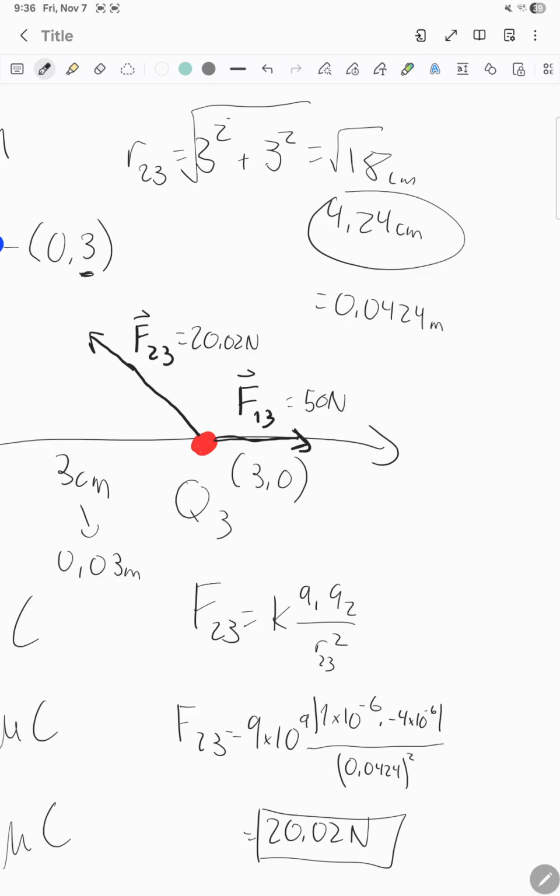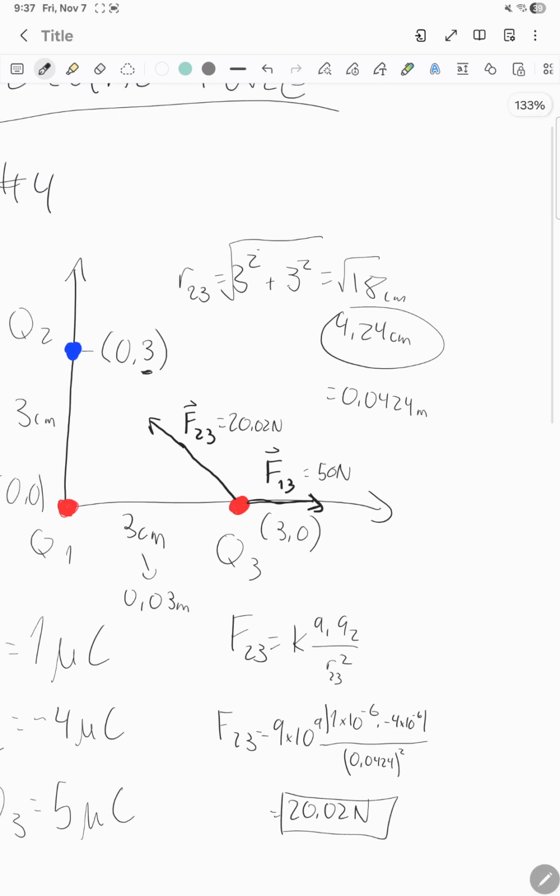Now, we can't just add these two together and get 70 newtons. You can't do that because these are vectors, so you'll have to do vector addition. What you can do is calculate this angle. You could do arctan to find the angle. So we could just calculate the angle right here.